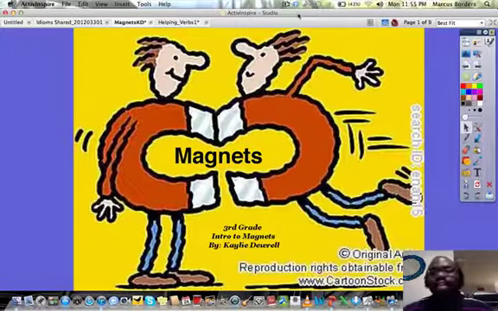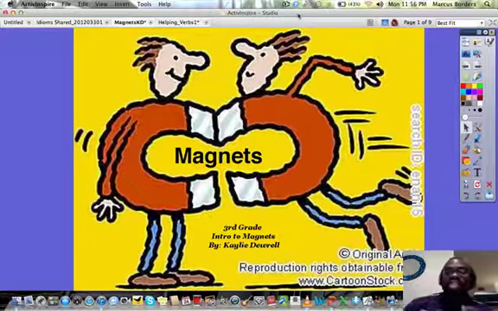Hi guys, today we're going to talk about magnets for our science unit, okay? We've jumped around and discussed what good scientists do. We've talked about our inquiry skills. We've even studied our science tools, okay? So now it's time to jump into magnets and how they're used, okay?